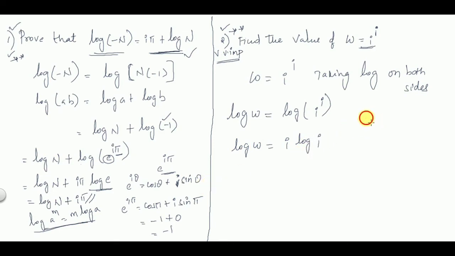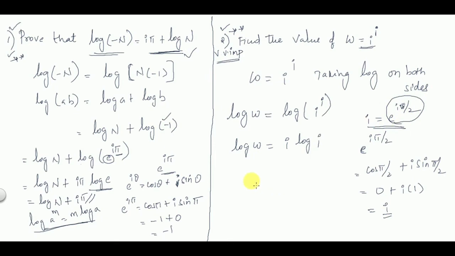We can write i as e power i pi by 2, because e power i pi by 2 is cos pi by 2 plus i sin pi by 2. We know that cos pi by 2 is 0, plus i into 1, so it becomes i. So in the place of i, you can substitute e power i pi by 2. So log w is equal to i into log of e power i pi by 2. Again of the form log a power m, it can be written as m log a, where m is i pi by 2, into log e.